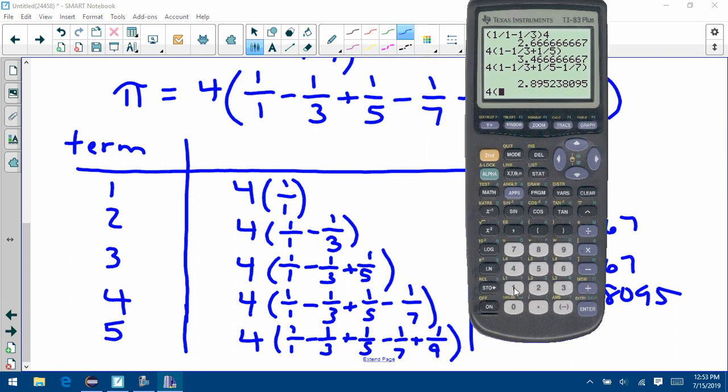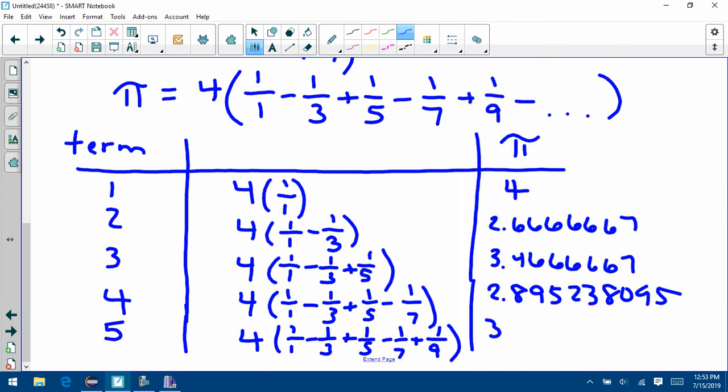4 times 1 minus 1/3 plus 1/5 minus 1/7 plus 1/9. And this comes out to be 3.33968254. And again, as the number of terms goes to infinity, the approximation for pi is going to approach 3.14159. This time it's slightly different.